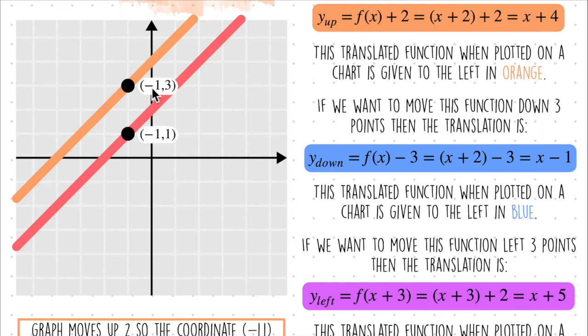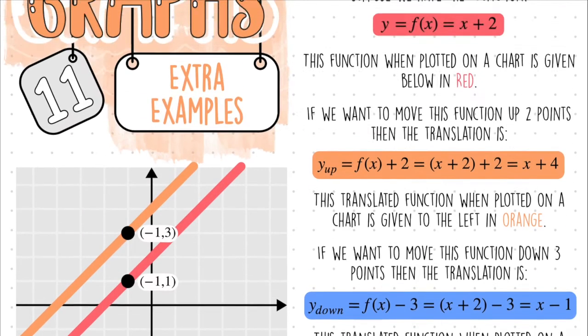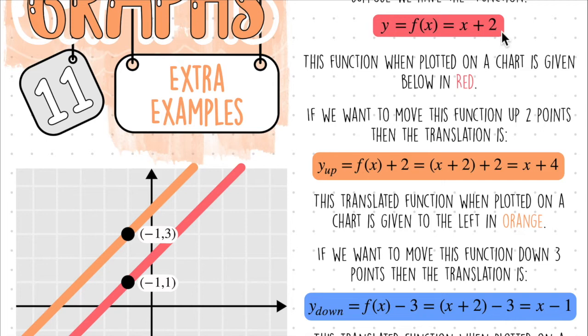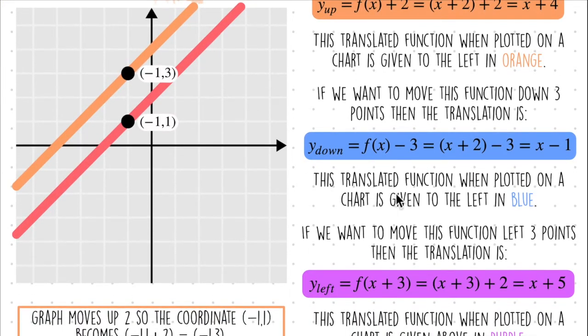What about an example of translating a graph down in the negative y direction? Again, our original function is still the same, y is equal to x plus 2. However, this time we want to translate this function's graph by moving it down by 3. To do this, we need to subtract 3 from the function. So let's look into this. Our translated function is given by y subscript down and is equal to f of x minus 3. Remember, this f of x is from our original function, so this becomes x plus 2 minus 3, which reduces to x minus 1. So we have y subscript down is equal to x minus 1.